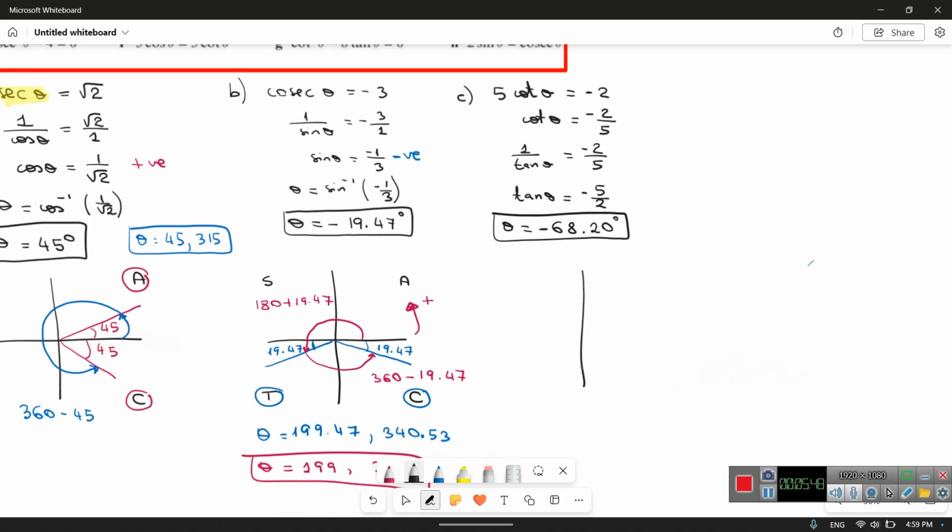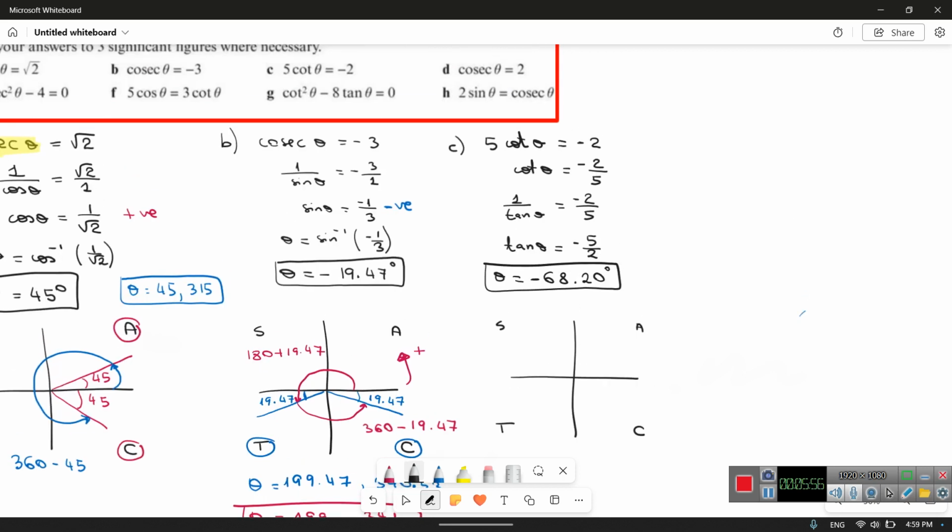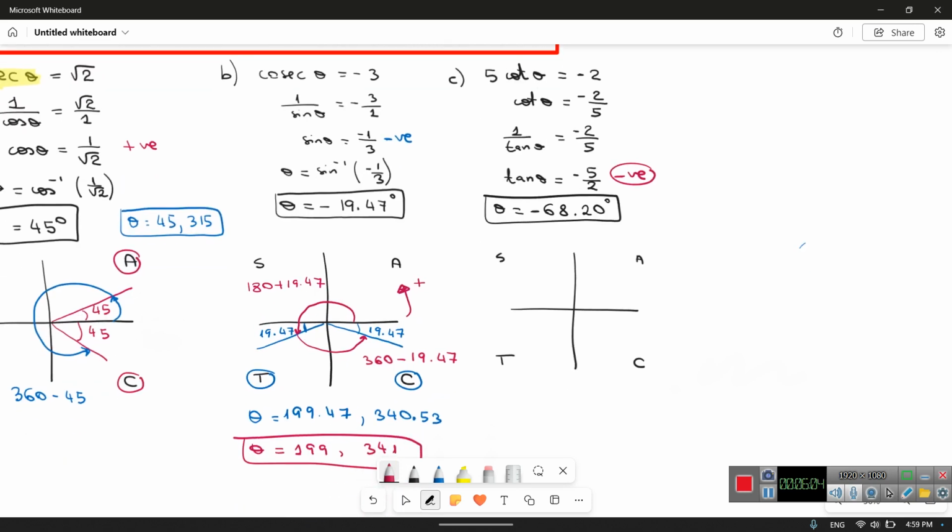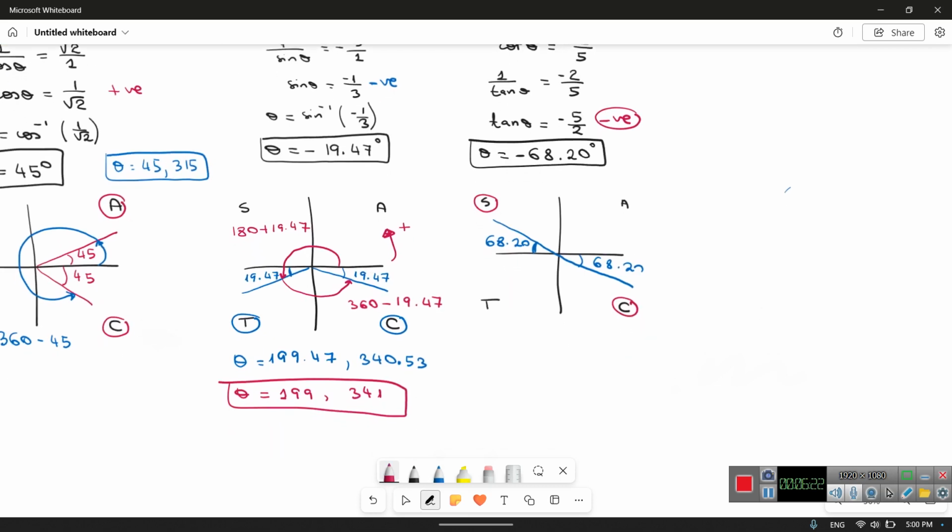If I do again the quadrants, as I have all, sine, tangent, and cosine at this point, we would like to look at where tan is negative. Tan is negative in the second and fourth quadrant. So we want the angles with the horizontals in here, 68.20, 68.20, and we want to read all our angles from 0 in a positive direction.